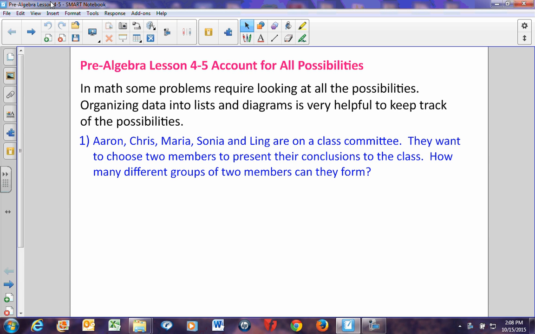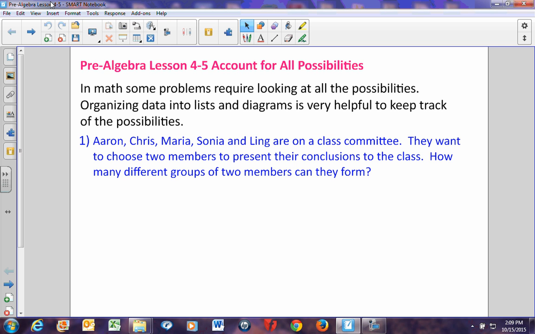Aaron, Chris, Maria, Sonia, and Ling are on a class committee. They want to choose 2 members to present their conclusions to the class. How many different groups of 2 members can they form? So we have to think about a few things here. The first thing we have to think about is, what are we asked to find? Well, we want to know the number of groups of 2 that can be formed. And there are a total of 5 people, and 2 people will be presenting.